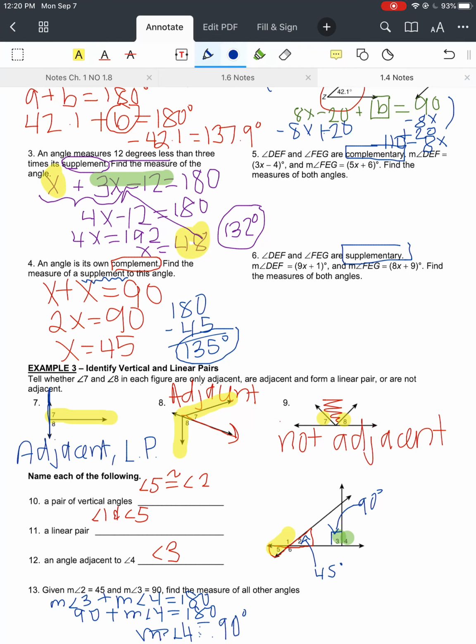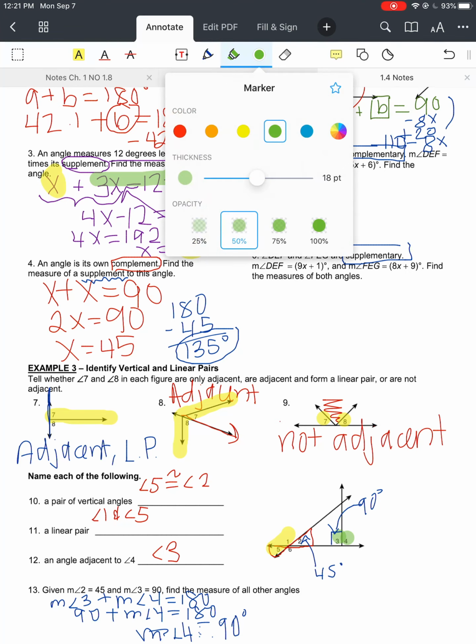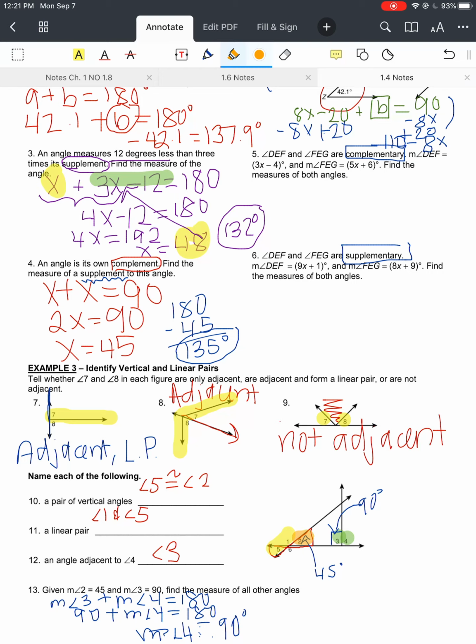All right. Now, also remember, we have some sets of vertical angles here. We said in number 10 that 5 and 2 are vertical. So if 2 is 45 degrees, the vertical angle, angle 5, would also have to be 45 degrees. So we can go and write that. The measure of angle 5 has to be 45 degrees.